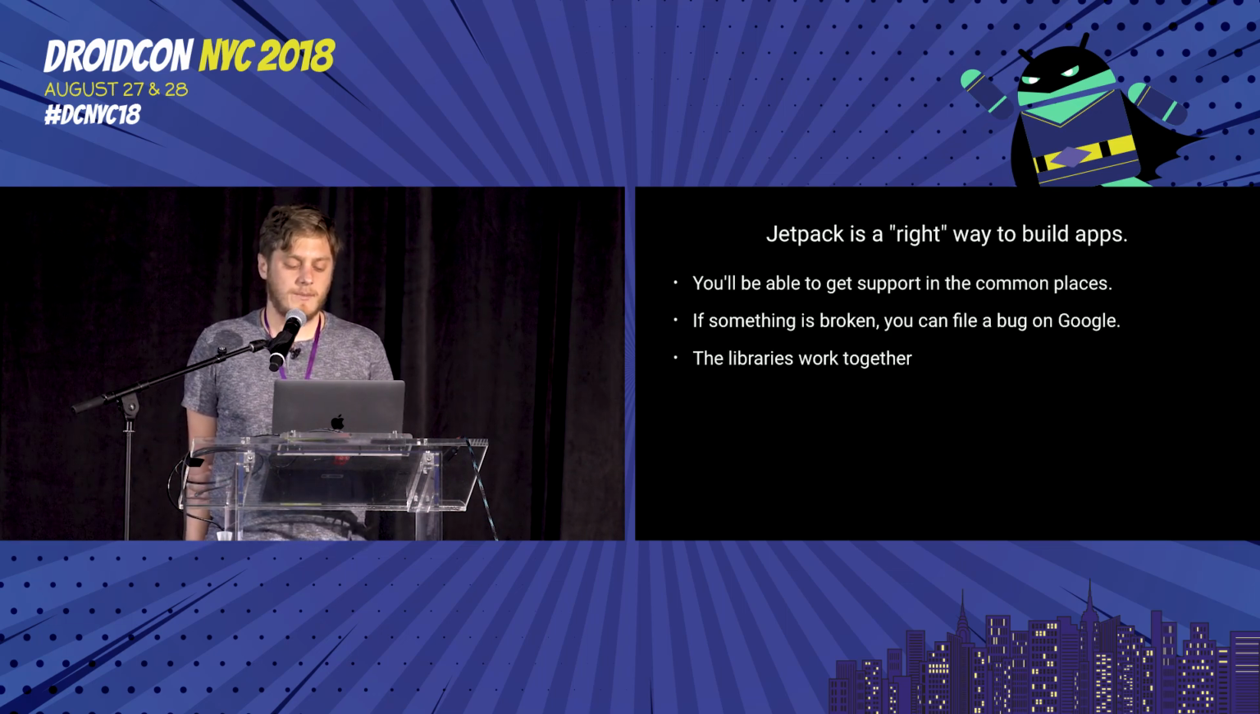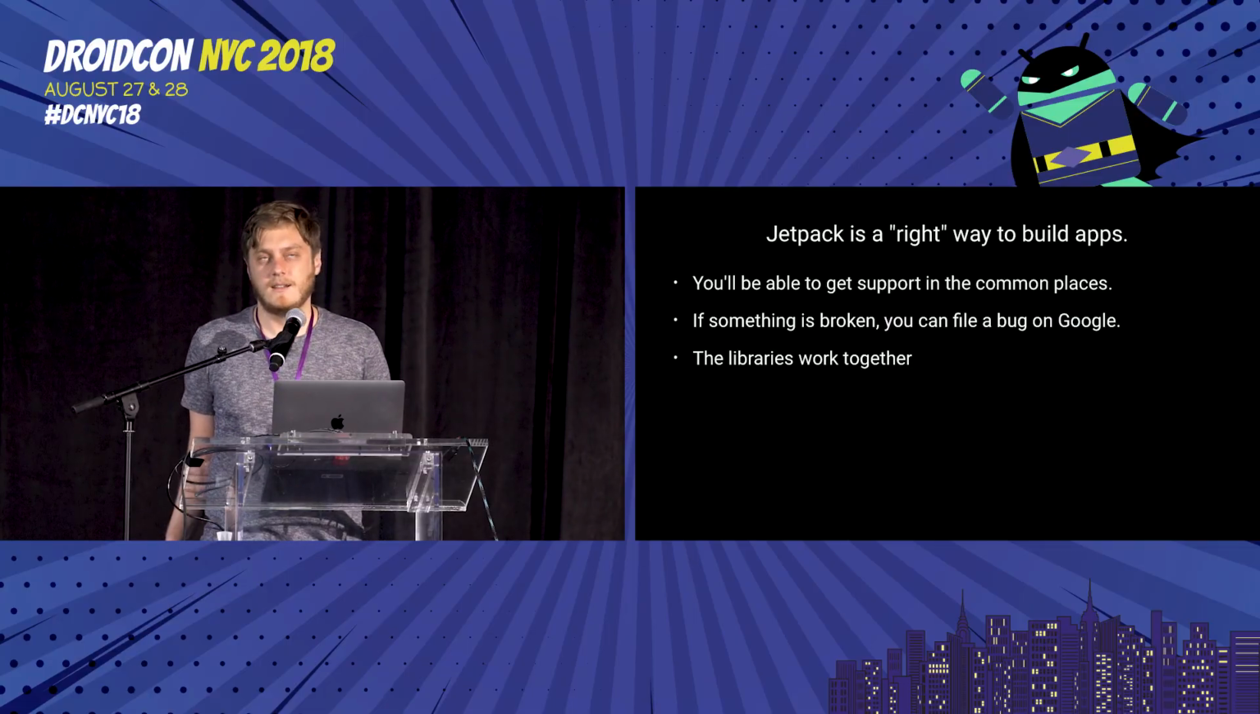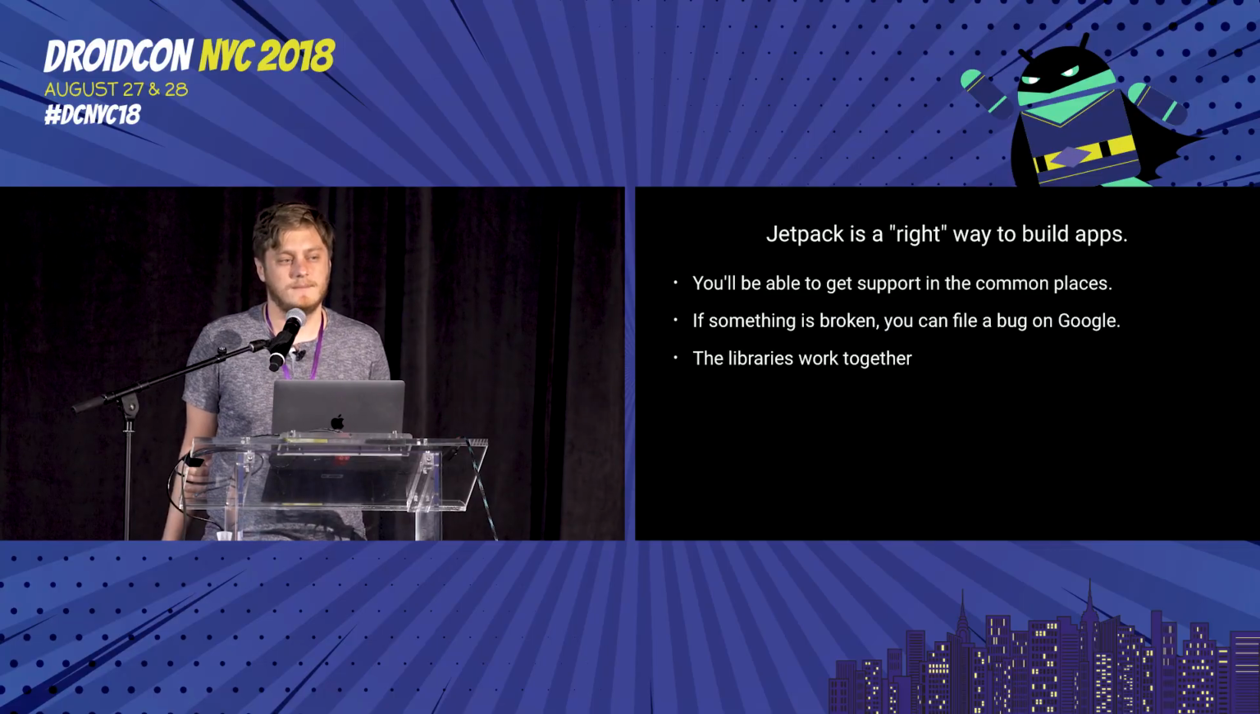So the most important part is that Google is standing behind these libraries now. You can go file an issue in the bug tracker. You can tag it, I forget what it is, but you can tag it right on Stack Overflow, and someone will probably come by and see it. And then also Room and Paging and LiveData and all those, they all use each other in a way that makes sense and is pleasant.